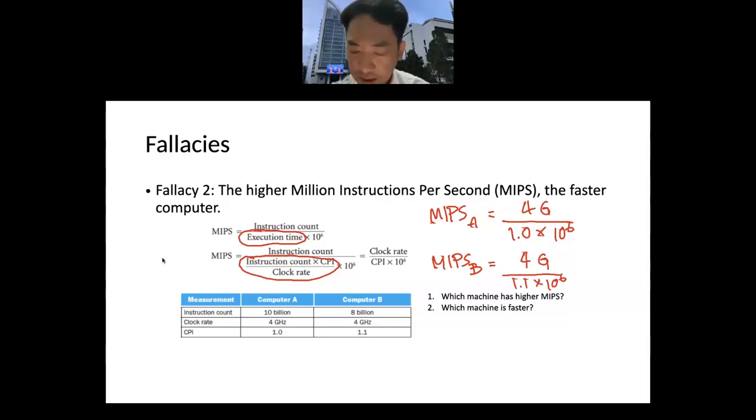From the numbers here, this is divided by 1, but this one is divided by 1.1. So the denominator here is greater, so this number is less than the MIPS of computer A. So we can say that MIPS of computer A is higher.